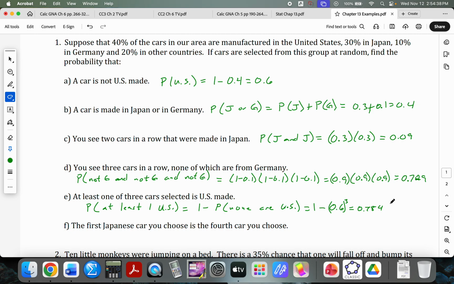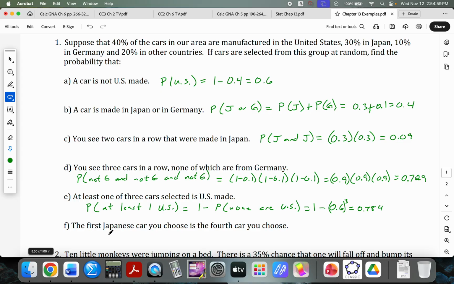All right, this last one's one of my favorite ones. The first Japanese car you choose is the 4th car that you choose. Absolutely not. Oh, wait, it just means that the fourth car that you've chosen is a Japanese car. It has to be Japanese. So what do the first 3 have to be? Not Japanese. Not Japanese.